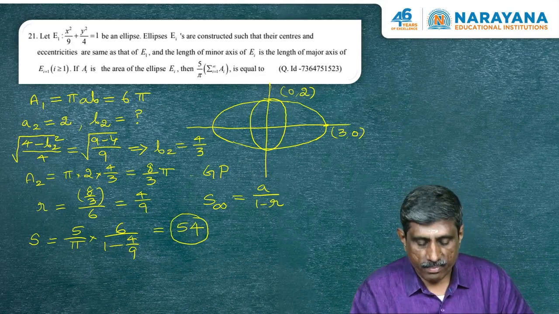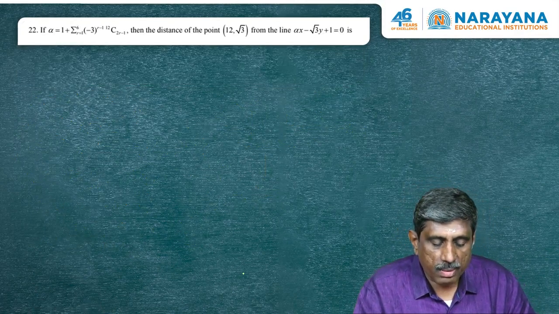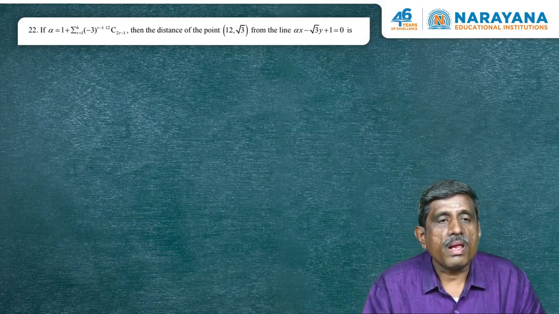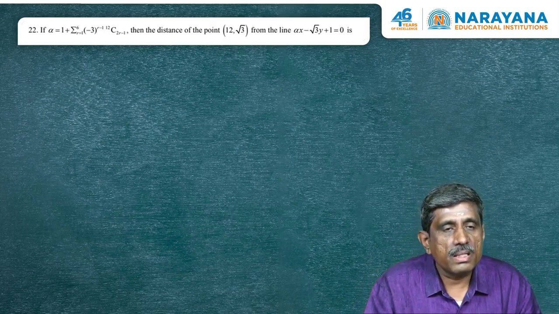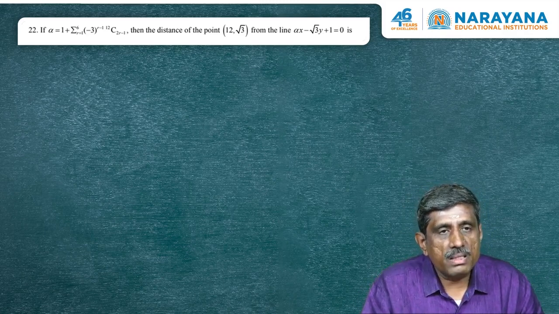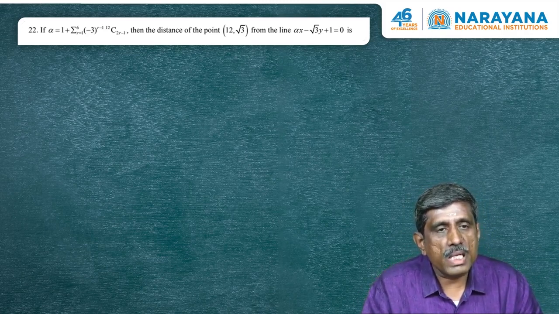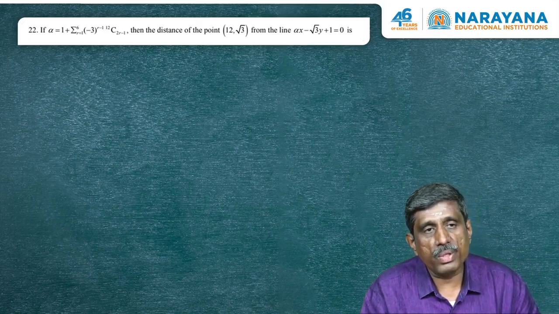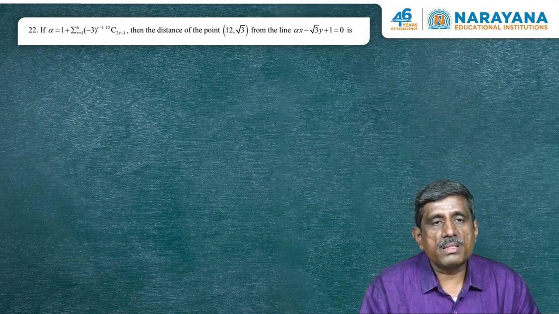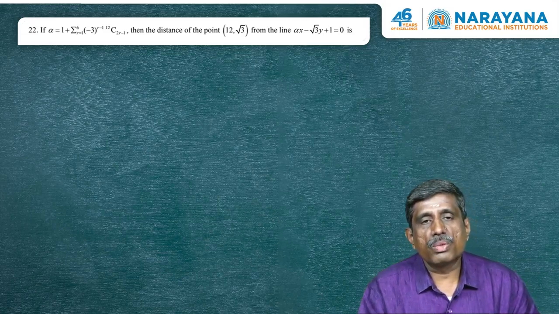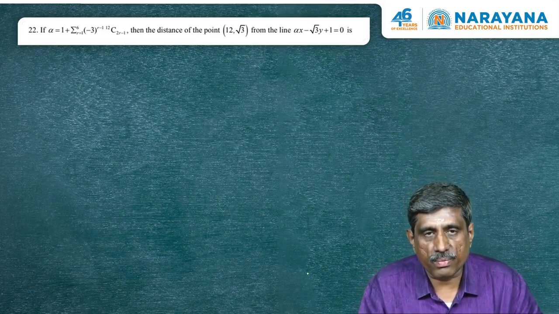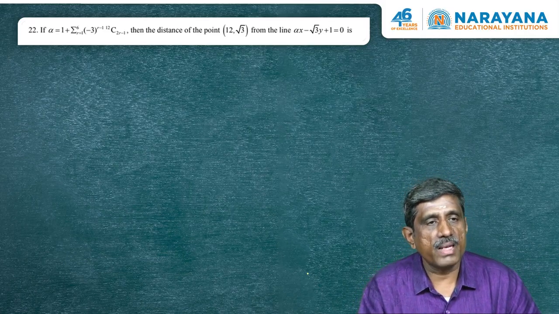Question number 21. Let us move on to question number 22. See question number 22. Alpha is equal to 1 plus sigma, R is equal to 1 to 6 minus 3 whole to the power of R minus 1 into 12C 2R minus 1. Carefully observe, the suffix and the powers are not equal, you should be careful. Then the distance from the point 12 comma root 3 to the line alpha x minus root 3y plus 1 is equal to 0. We have to find alpha from the given expression.